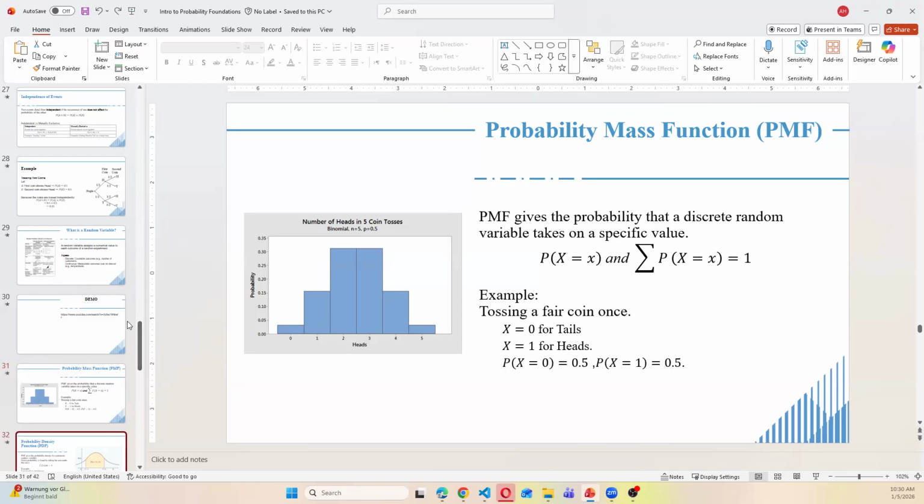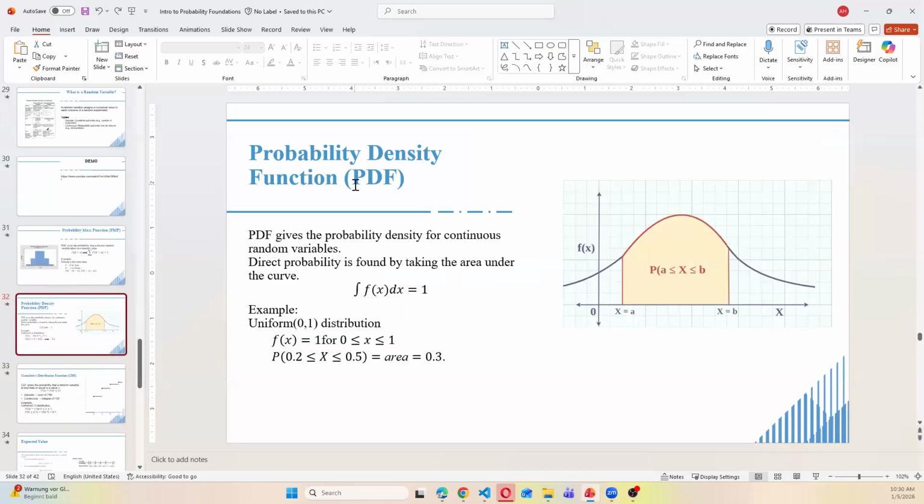Interval is for the probability density function. So you can have an interval from a to b, and this could be an interval for density. If you are using the probability density function for a continuous variable, its direct probability is found by taking the area under the curve. So the integral of the probability of x dx is equal to 1. If you want to find this one, it's from a to b, so the lower limit is a and the upper limit is b.